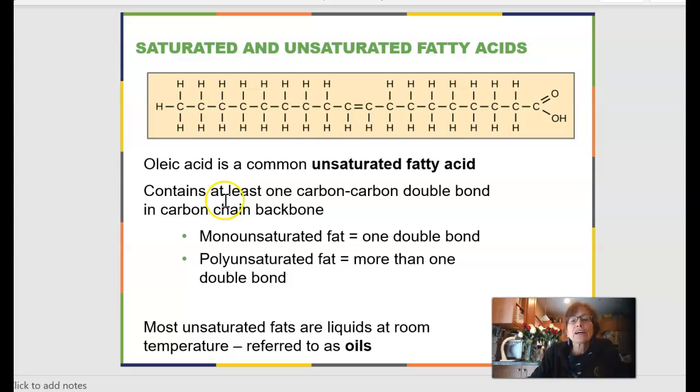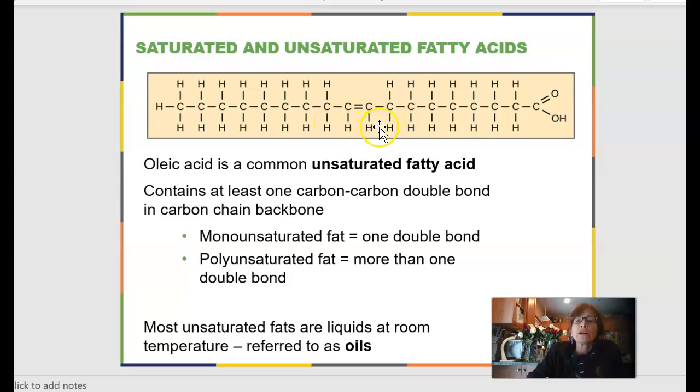But here's oleic acid, and this one does have a double bond, so you can see it right here. And therefore, you can notice that it looks like there's something missing here. We have two fewer hydrogens because of the double bond. So this one would be called a monounsaturated fat because it has one double bond. And polyunsaturated fats are ones that have lots of them. But either way, unsaturated fats are considered oils. So they aren't solid at room temperature. They have more flexibility when they have the double bond.